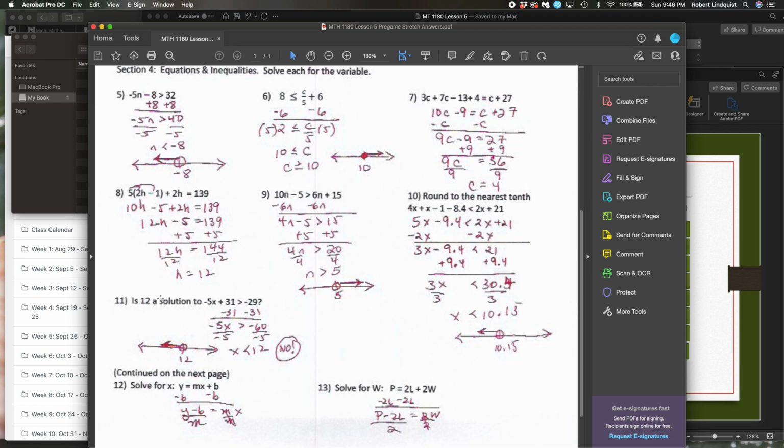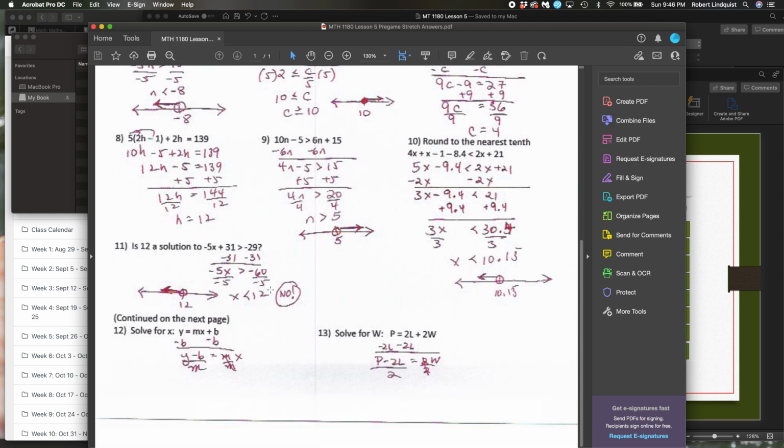Likewise, if you notice on number 11, it says, is 12 a solution? No, it is not, because 12 is not less than 12. Okay, so that would be the end of video 1 for lesson 5.